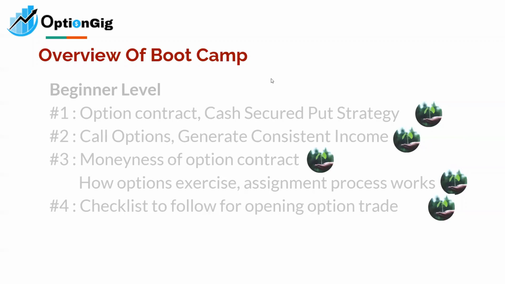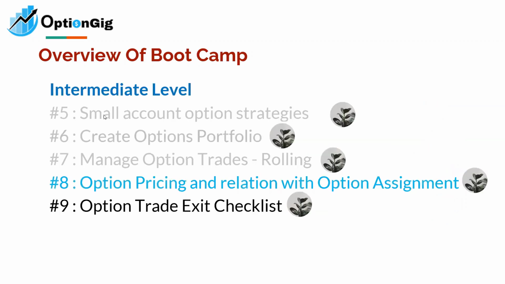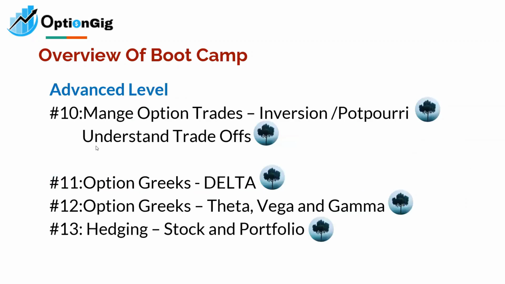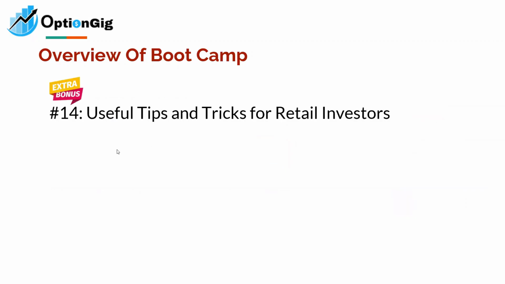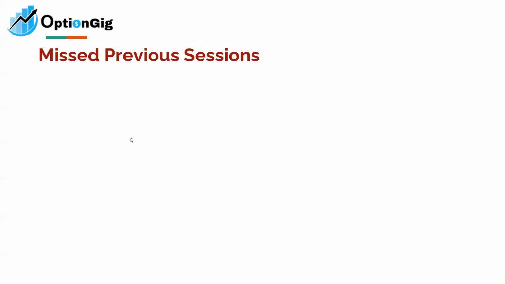From an overview perspective, we have done with the beginner level. We are almost close to the end of intermediate level of bootcamp. So the next session, the option trade exit checklist, will be our last in the intermediate level. Then we will jump into a little more details on how to manage trades, option Greeks, and then hedging, and some tips and tricks. That would conclude our bootcamp number 4.